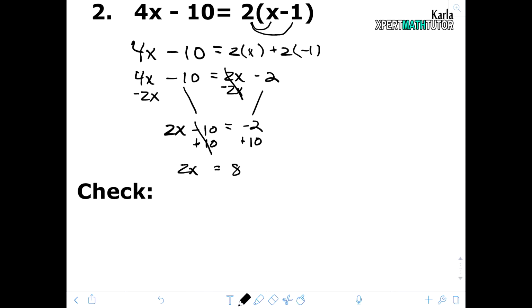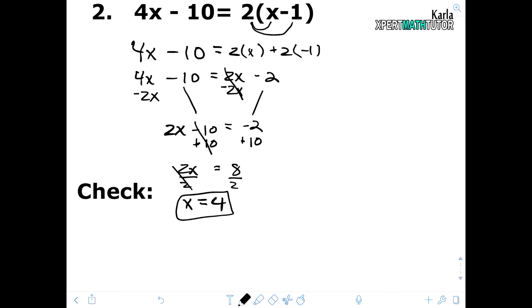Now x is being multiplied to 2, so I can divide it by 2. If I divide it on the left side of the equation, I have to divide 2 on the right side of the equation. 2x divided by 2, the 2's cancel, we get x equals 8 divided by 2 is 4. So x equals 4.